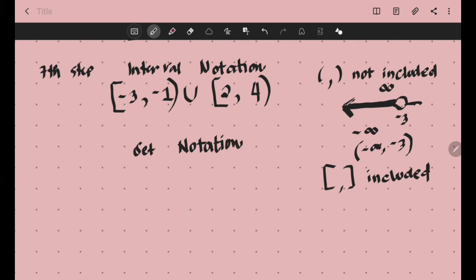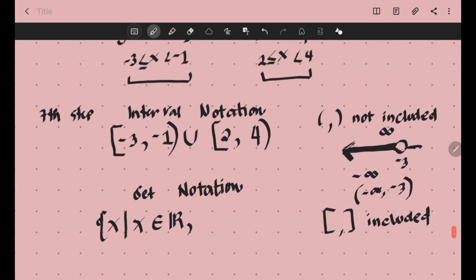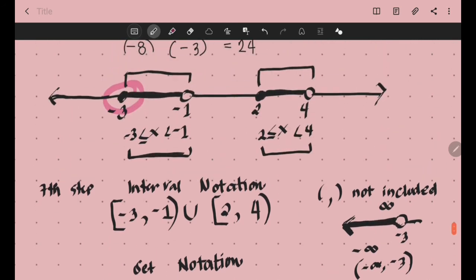Now, idagdag na rin natin si set notation. Okay, though hindi naman natin siya hinihingi as our 7th step, ang hinihingi lang naman natin is the interval notation. So, might as well, ibigay na rin natin si set notation. So, paano natin siya ipapakita? So, we have the braces. So, it will read as the possible values of x such that x is an element of real numbers where, okay, saan natin yan kukunin? Dito natin siya kukunin sa intervals na nag-satisfy.